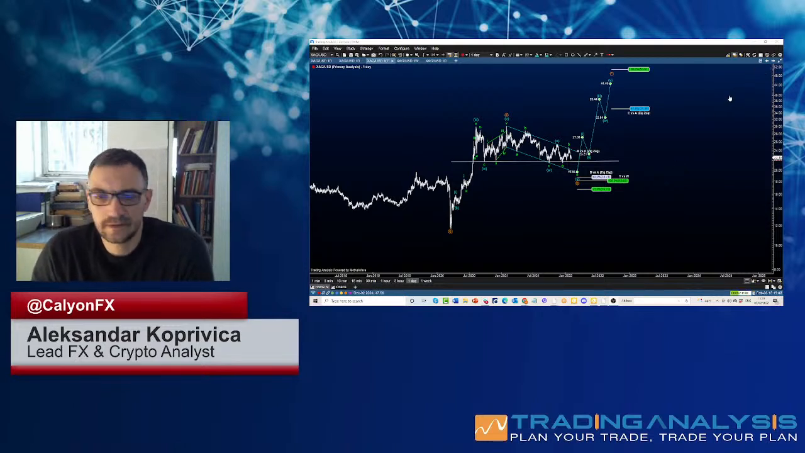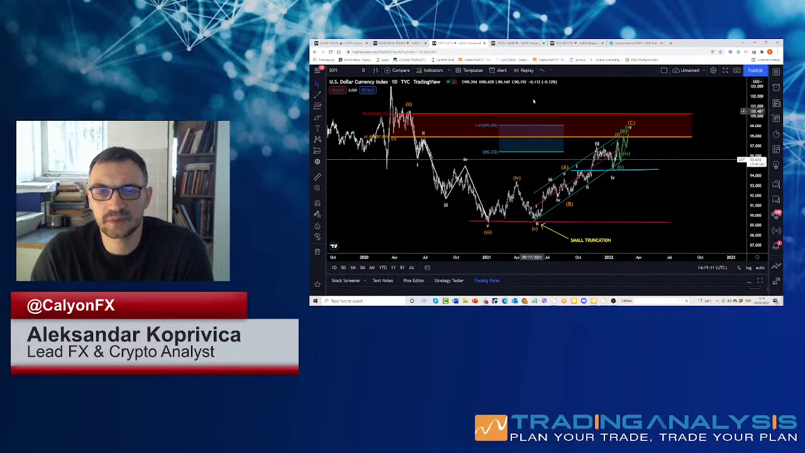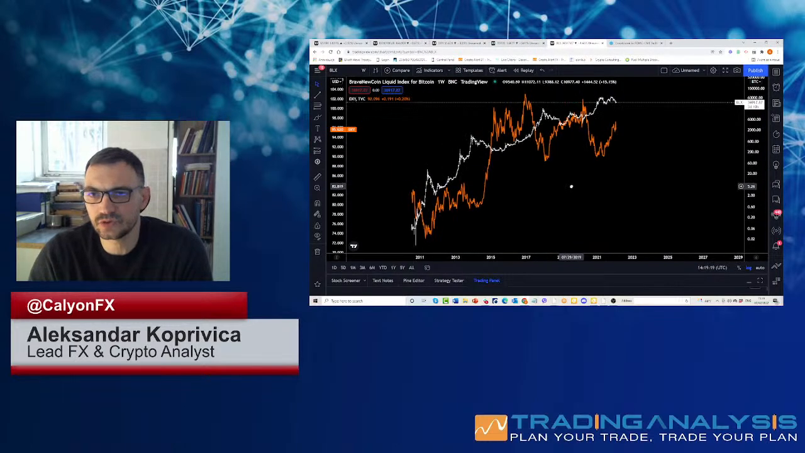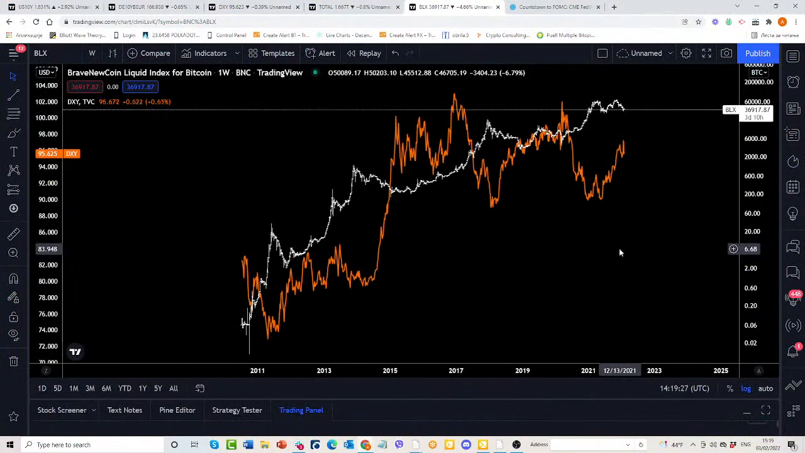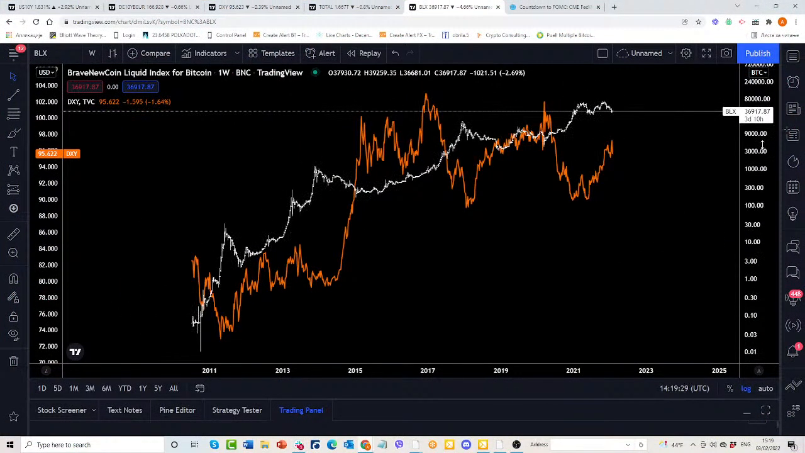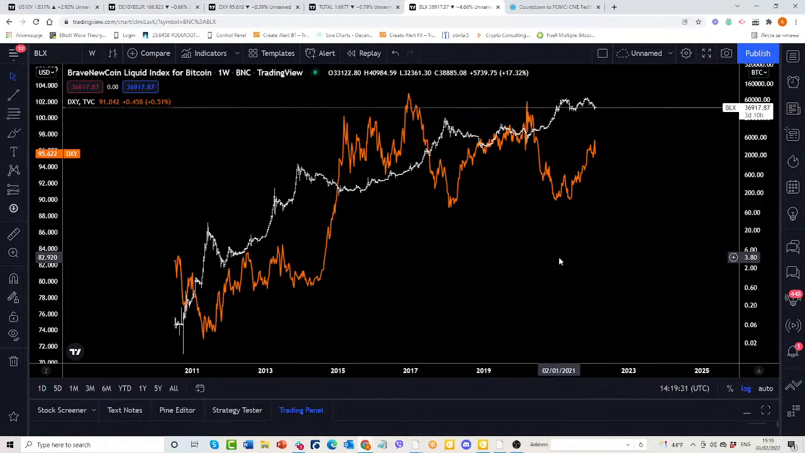Okay, so let's switch to cryptos, guys. Many things have been happening in the crypto space. I always like to start with the total crypto market cap. I will just add something which maybe you will find very peculiar, but I see in the crypto community many people think that dollar and Bitcoin are actually inversely correlated. And as you can see, this inverse correlation has no grounds.